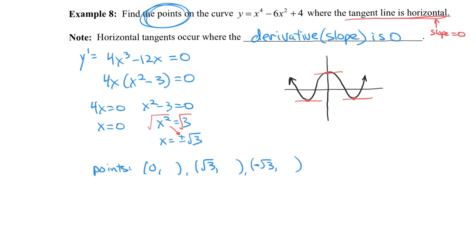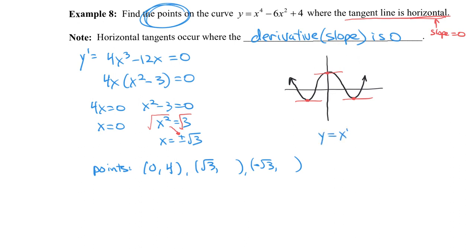So we've got the x coordinates right here. These are 3 x coordinates right here. To find the y coordinates, we just plug in the x's here. So for 0, if x is 0, y is 4. Then to find the other ones, let's take a look at the square root of 3.